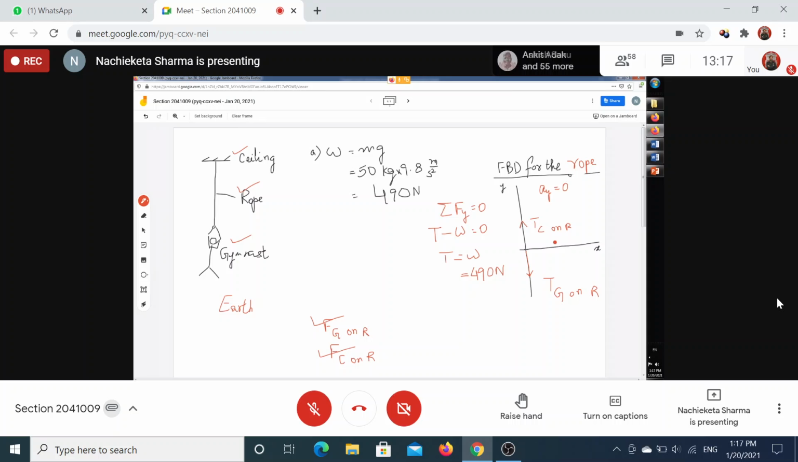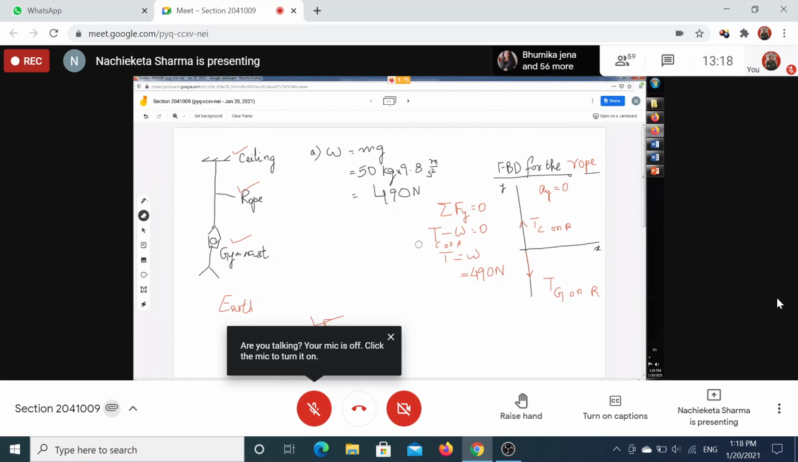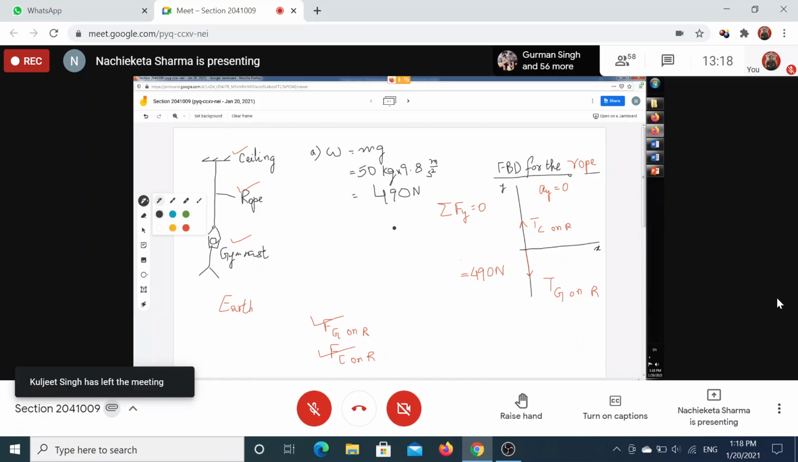So this is how. Again, I will apply Newton's first law because it is in equilibrium. So sum of Fy is equal to 0. Now here I will write T C on R minus T G on R. Let me finish, so just wait. Let me write it a little bit. So I will write T C on R.